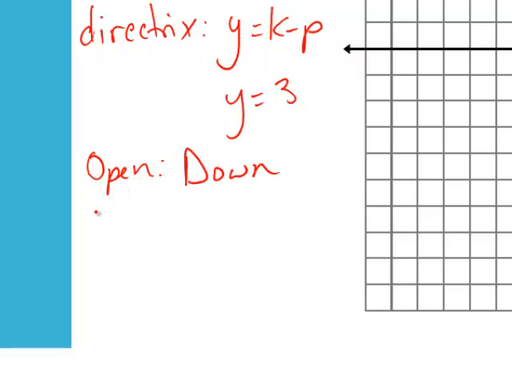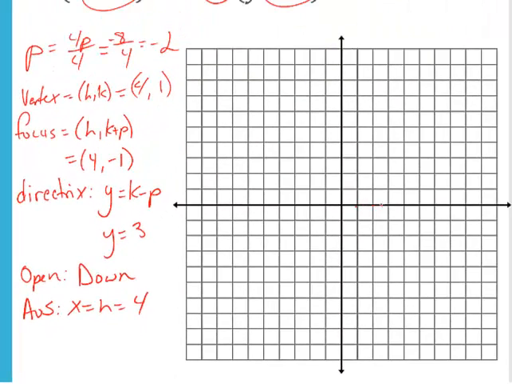Now, we need to find our axis of symmetry. Since x is squared, it's simply going to be x equals h, and h equals 4. So we found everything we needed to find, so let's go ahead and graph. Let's first graph our vertex of (4, 1). So 1, 2, 3, 4, 1. Focus is (4, negative 1). So 1, 2, 3, 4, negative 1. And our directrix is at y equals 3. So 1, 2, 3.